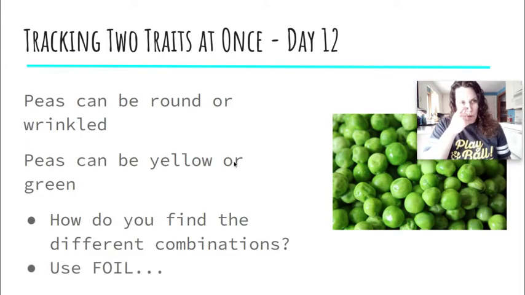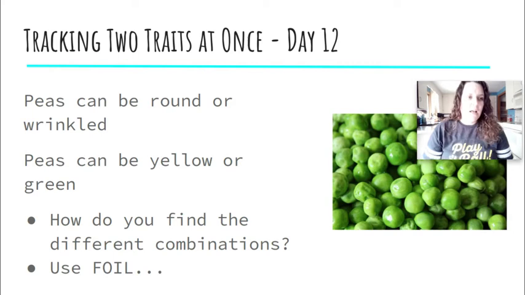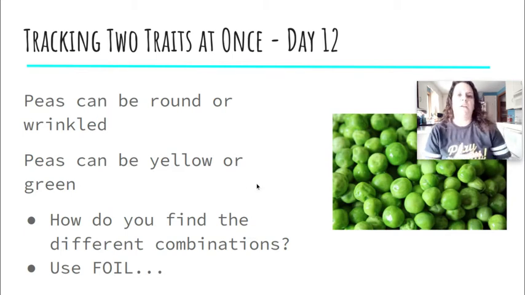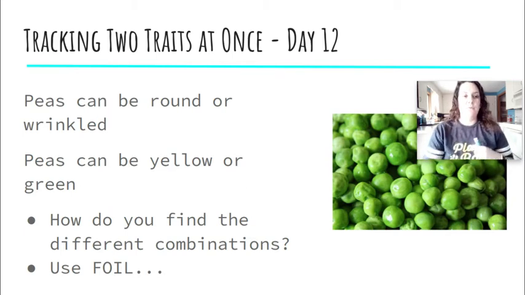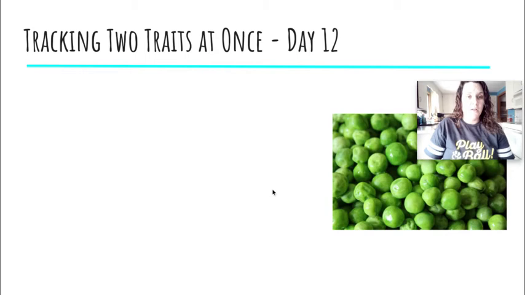Okay, so peas can be round or wrinkled, and peas can be yellow or green. Those would be the two traits. How do you find the different combinations? How will you figure out the different combinations that could be given in the sperm or egg in making the peas? And then what's the probability of having round and green, round and yellow, wrinkled and green, wrinkled and yellow? We can figure that out by doing a dihybrid Punnett square.